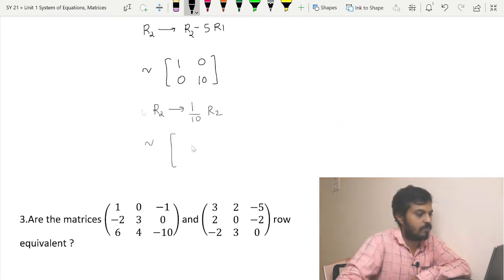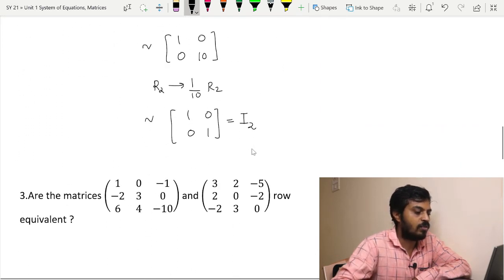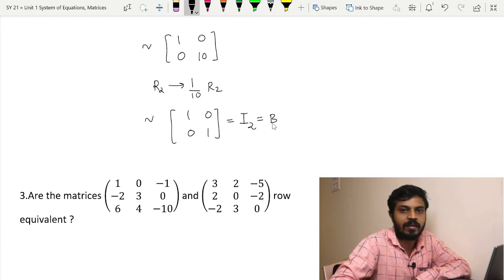R2. So I will get the matrix which is nothing but I2, and therefore we will say that these two matrices are row equivalent, and that is nothing but our matrix B. Therefore A and B are row equivalent.